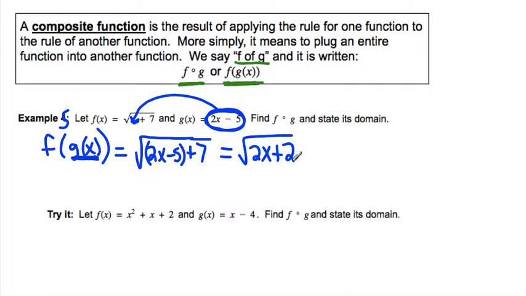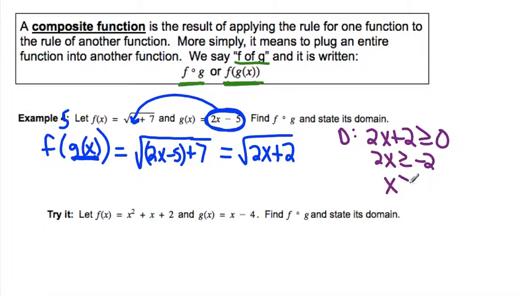The last step says we need to state its domain. So for the domain, we've got a square root function. We can only take the square root if the stuff under the square root is greater than 0. So we need 2x plus 2 to be greater than 0. Actually, it's allowed to be equal to 0 because you can only take the square root of things that are nonnegative. And then we're going to solve that. I'm going to subtract 2, and I'm going to divide by 2.